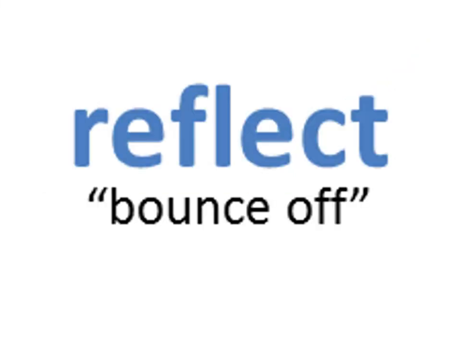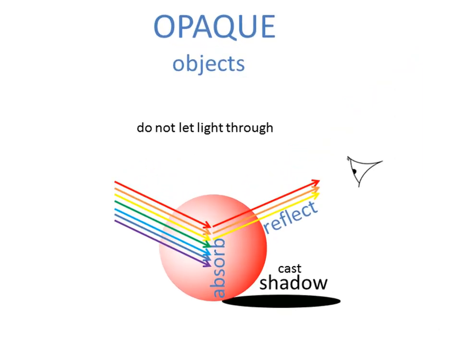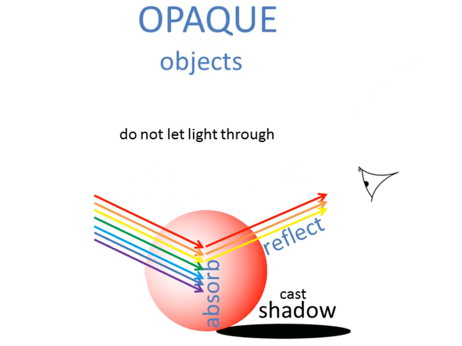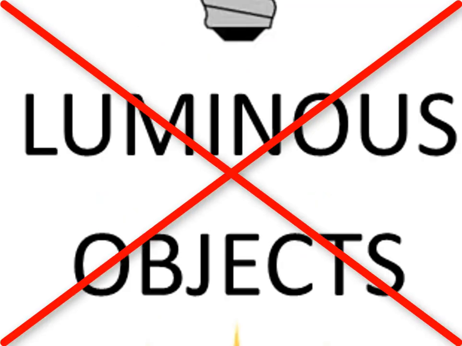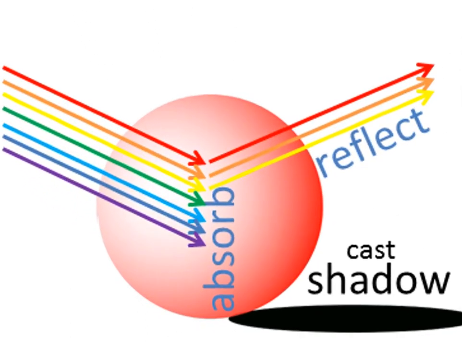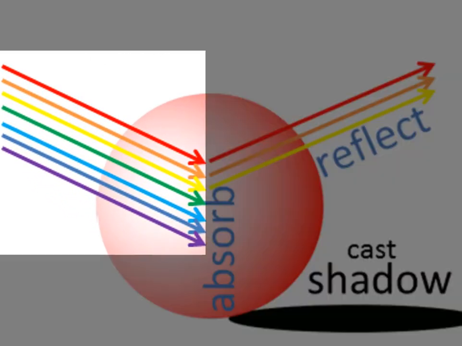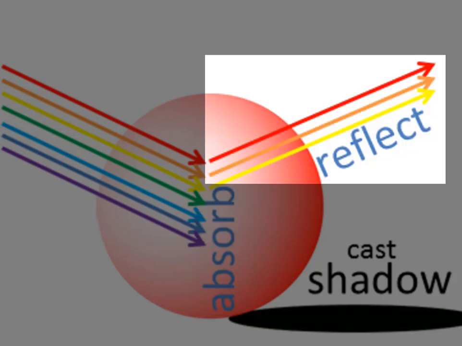Reflection means bouncing off. Let's study the reflection of light. Remember, we've already discussed that opaque objects do not let light through them. They are also not luminous. They do not shine. The reason why we can see an opaque object is because when light shines on it, some of that light is absorbed and some of that light is reflected.